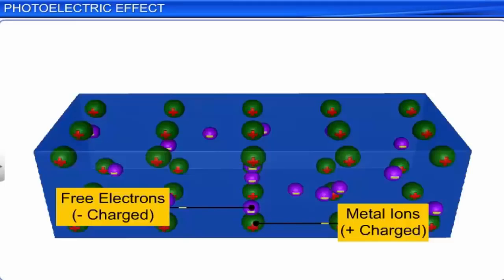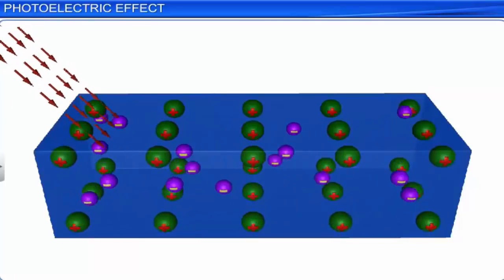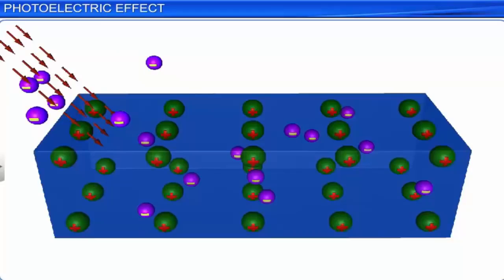We know that the photoelectric effect is a phenomenon of the emission of electrons by a metal surface after absorbing light energy. The electrons thus emitted are called photoelectrons.